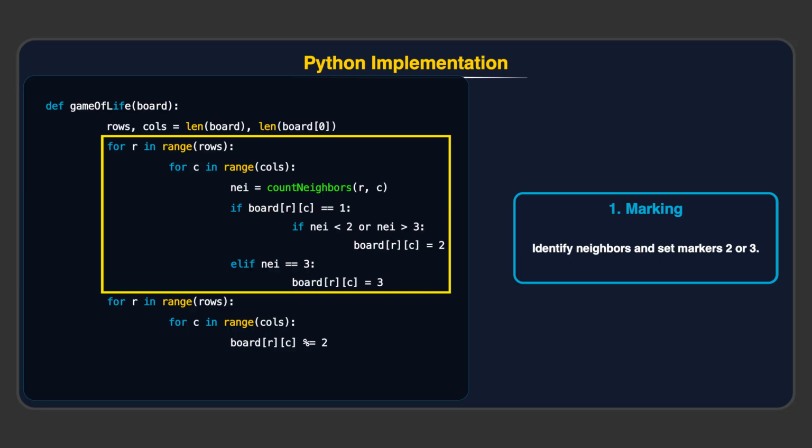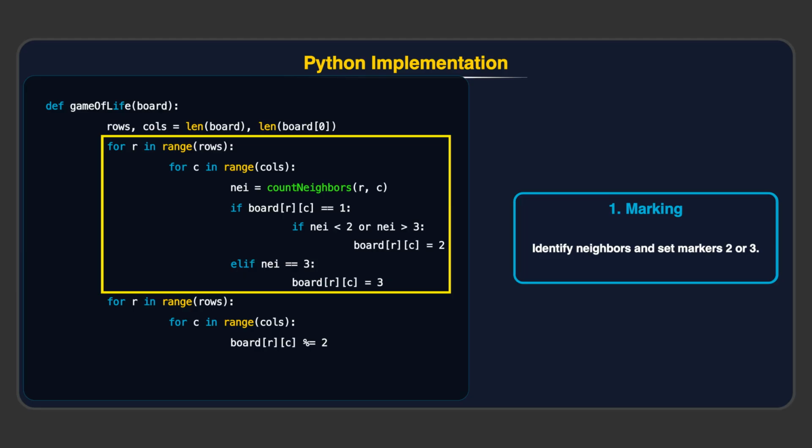Inside this helper, we look at the 8 surrounding coordinates. We count a neighbor as live if its current value is 1 or 2, because 2 means it was originally alive. Once we have the count, we apply our logic. If a live cell has fewer than 2 or more than 3 neighbors, we set it to 2. If a dead cell has exactly 3 neighbors, we set it to 3.